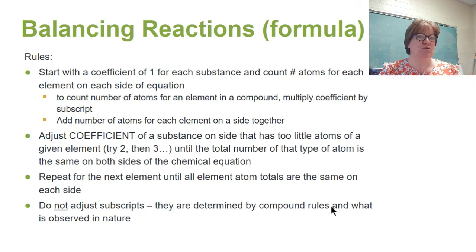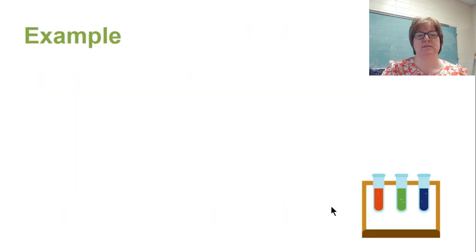The big thing is do not adjust the subscripts. The subscripts are representative of the chemical reactants and products that we were told in this reaction. And so I can't change them. That is the substance that is undergoing the transformation. I can't change the subscripts. I can change the count. That is fine to do. So only change the coefficients.